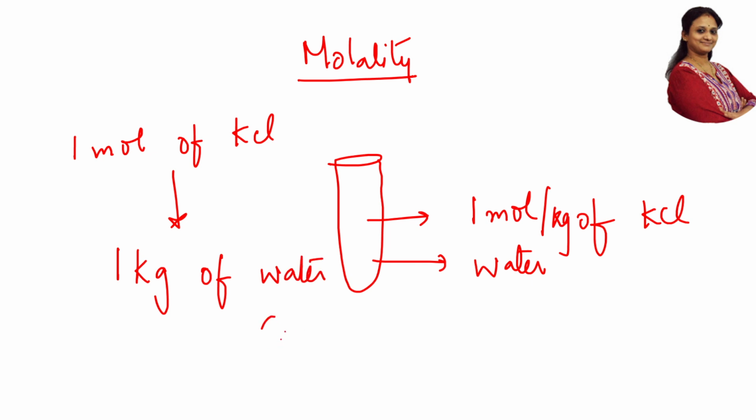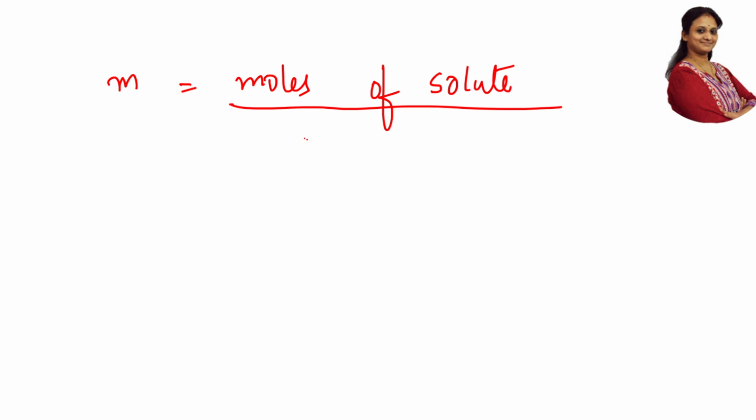In this case, what is the solvent? Water is the solvent. What is the solute? KCl is the solute. Molality is simply talking about a solute dissolved in a weight of the solvent. So how do I define that? Molality is denoted by small m, which is equal to moles of solute divided by weight of solvent.